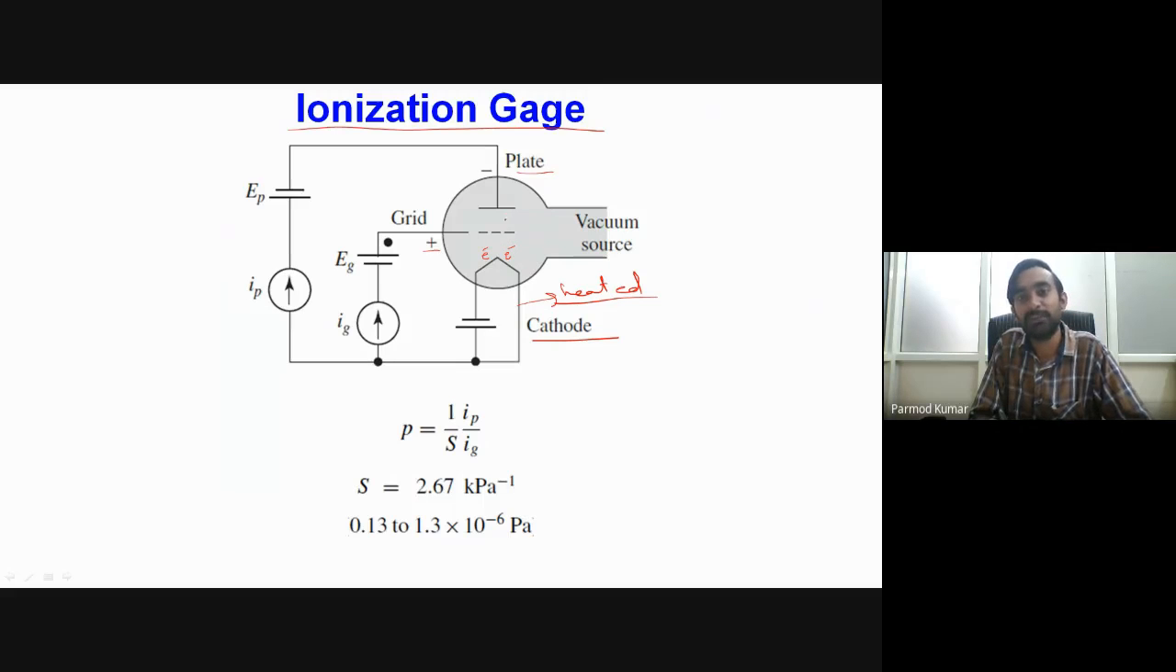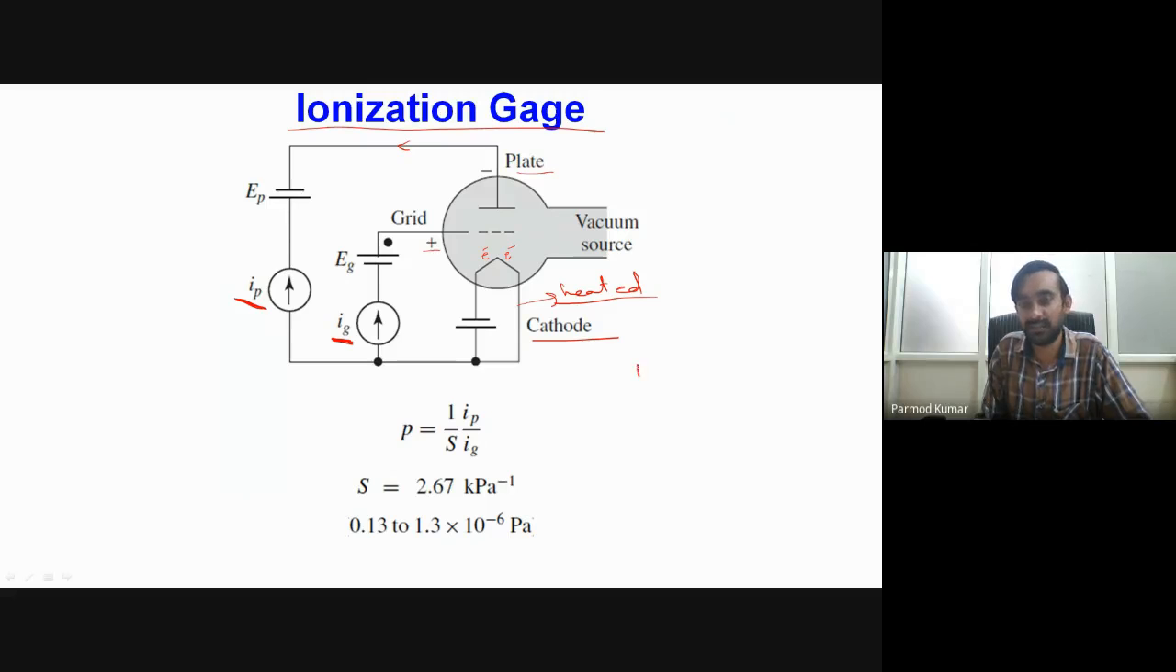Because of the ionization, the negatively charged ions move towards the grid and positively charged ions move towards the plate. Because of the motion of the different ions, a current develops in the plate side circuit. The current in the plate side circuit is considered as IP. Because electrons and negatively charged ions are moving towards the grid, we also have some current in the grid.